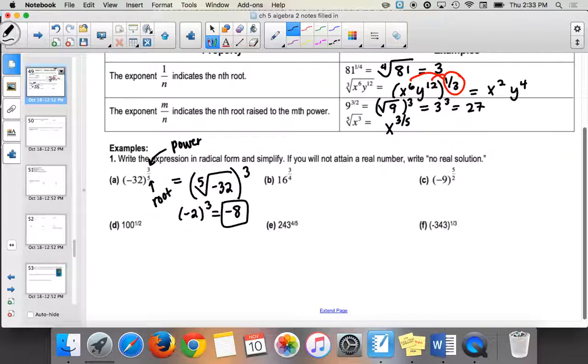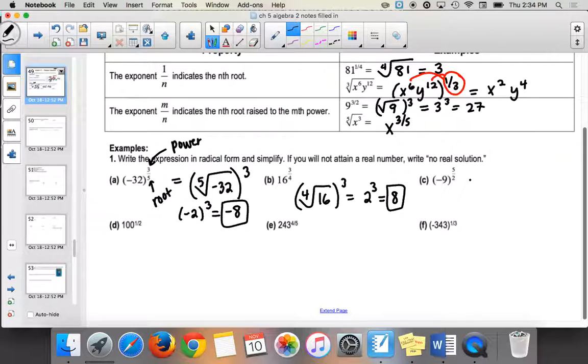All right, so 64 to the 3/4. Or not 64, what am I talking about? 16 to the 3/4. So what are we going to do? We're going to take the 4th root of 16, and then we're going to raise it to the 3. The 4th root of 16 is 2. 2 to the 3 is 8, exactly. So again, if you didn't know the 4th root of 16, do your factor tree off to the side. You'll see it's 2 times 2 times 2 times 2.